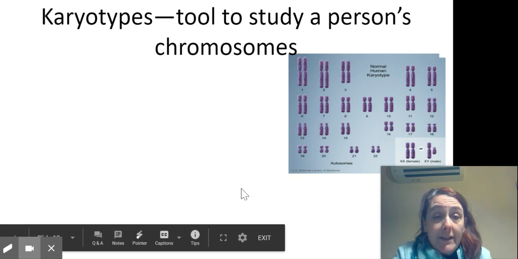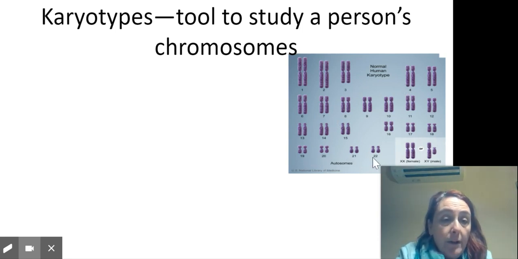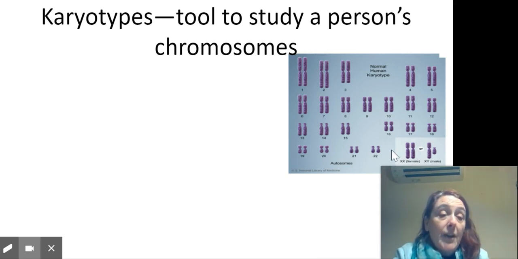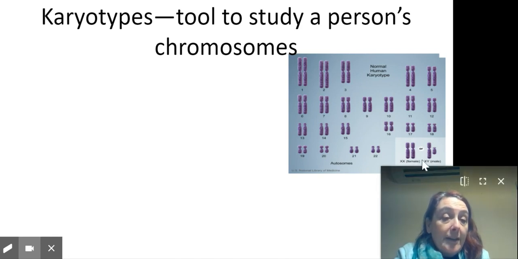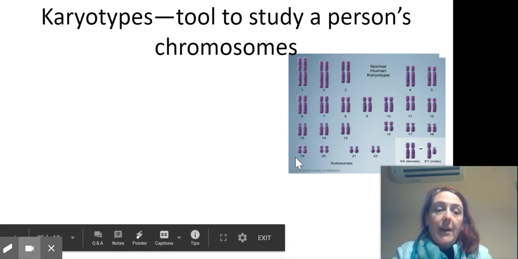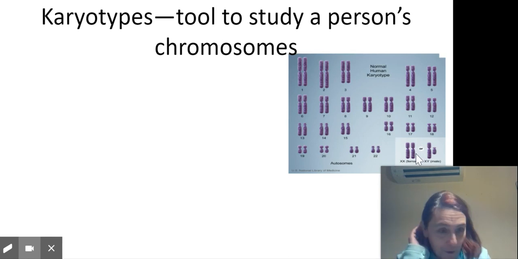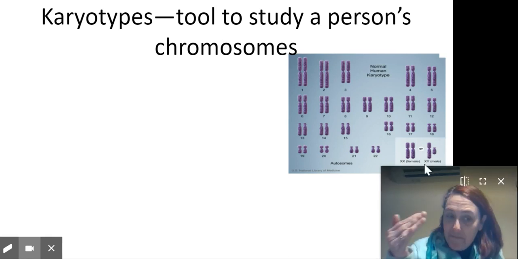Now remember, we have 46 chromosomes, but there's really 23 pairs. And if you look, 1, 2, 3, 4, 5, 6, 7, 8, 9, 10, up through 21, 22. Those are the autosomes. There's 44 of them, or 22 pairs. And then there's sex chromosomes, either an XX or an XY. Okay, so that picture that shows all that is called a karyotype. And this is a normal karyotype. And if the person had the XX, they'd be a girl. And if they had XY, they'd be a boy.